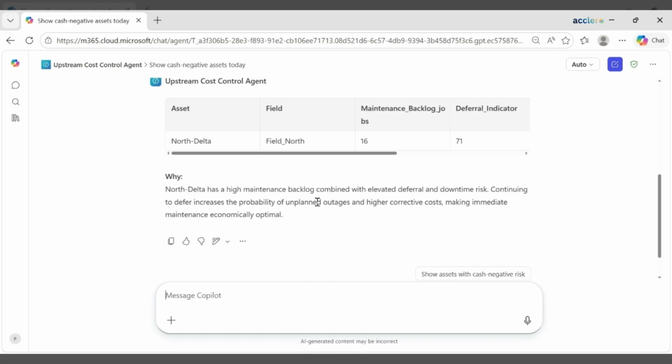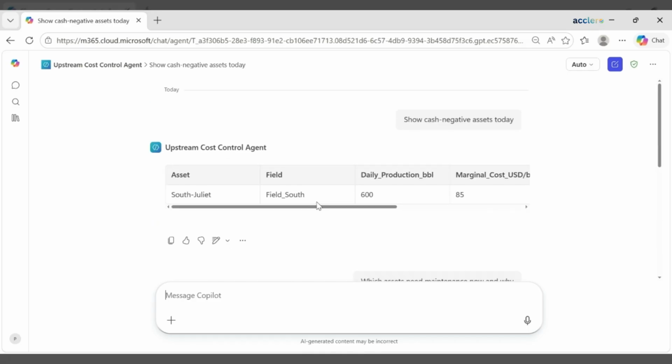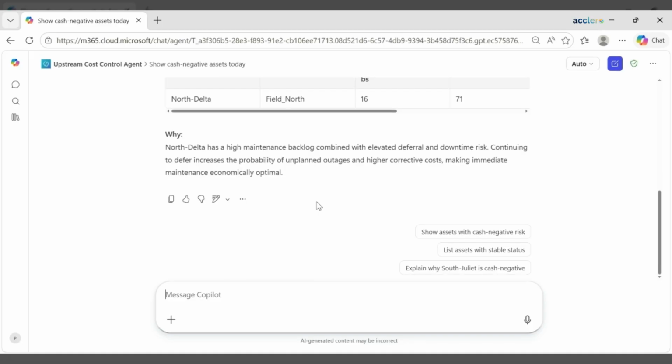So, by identifying cash negative production and enforcing timely maintenance decisions, this agent helps to reduce avoidable cost, prevent reactive shutdowns, and sustain lower operating cost per barrel.